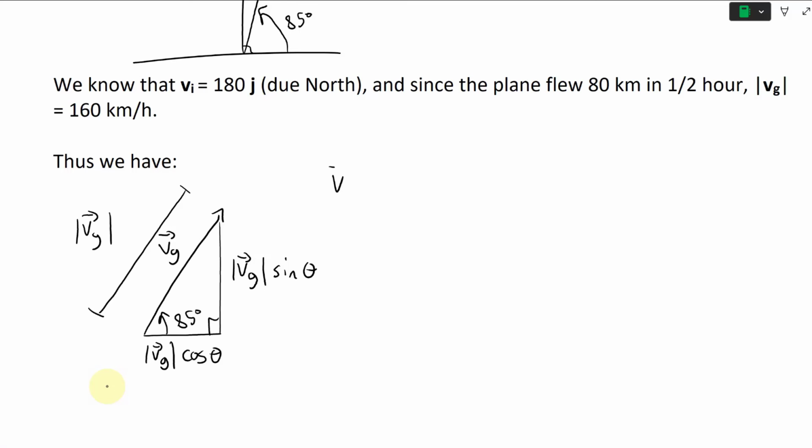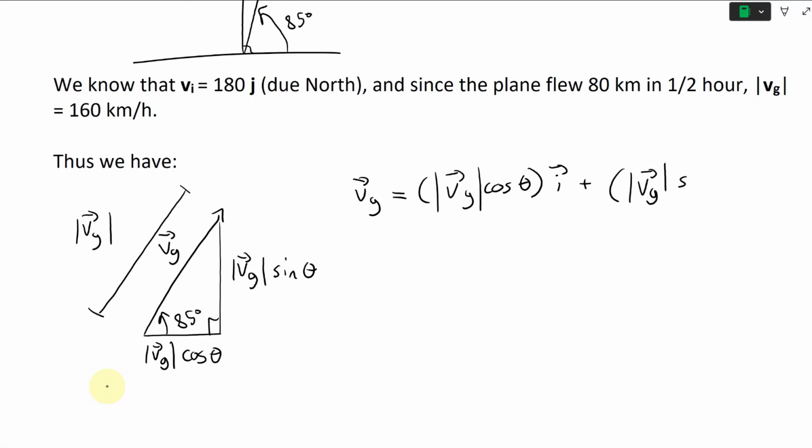So VG as a vector, the ground velocity or resultant, is going to equal, we just add the components. So the horizontal component in the i direction is going to be VG cosine theta i plus, and then the vertical or north direction is going to be, with an absolute value sign right here. So the absolute value sign, again, velocity has direction, magnitude doesn't, the speed doesn't. This is going to be sine theta j.